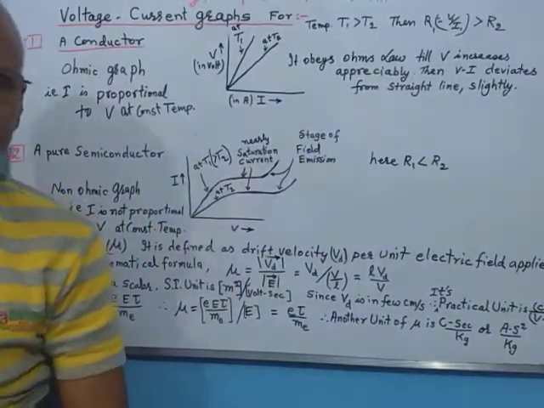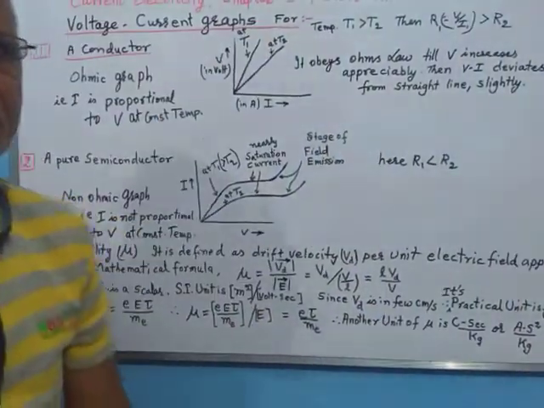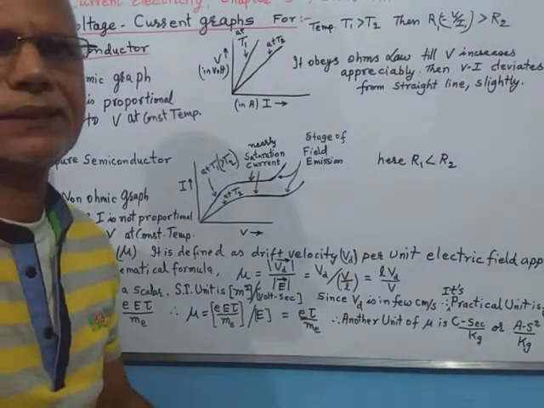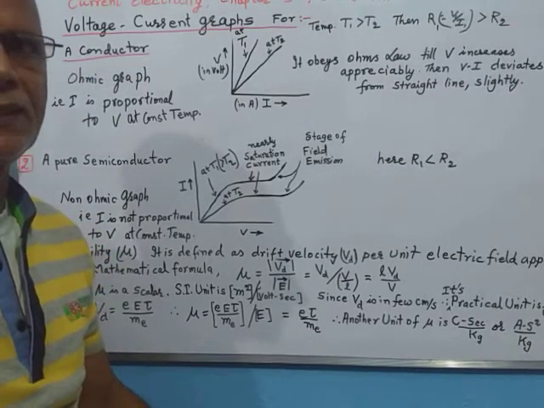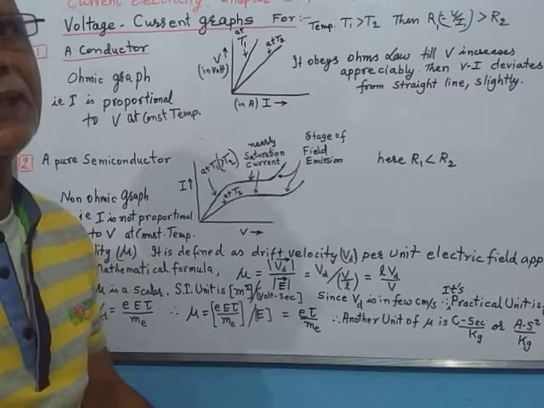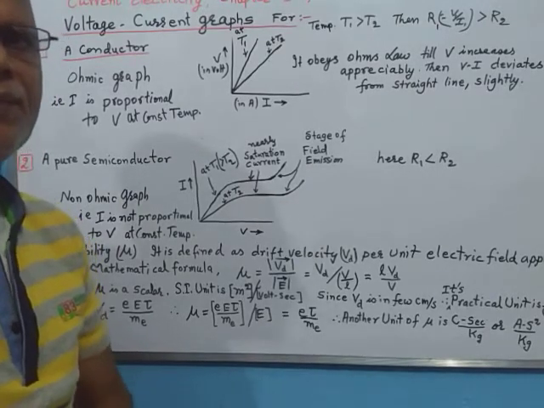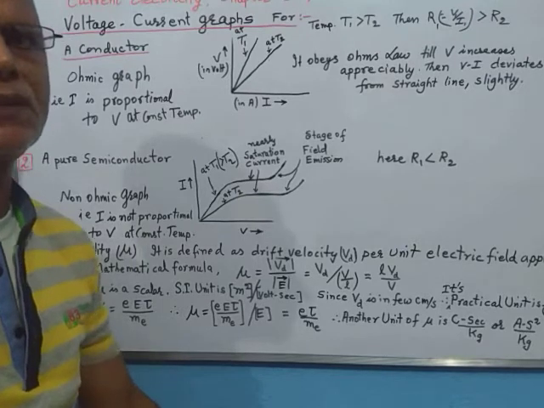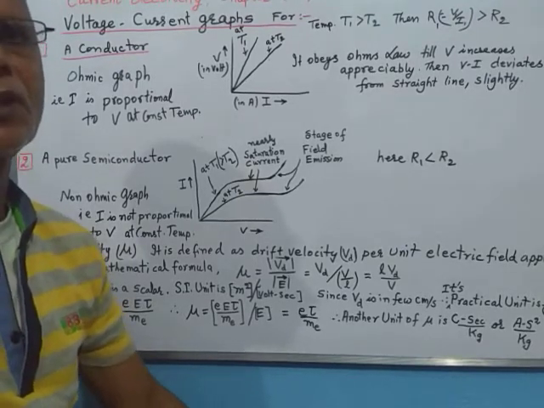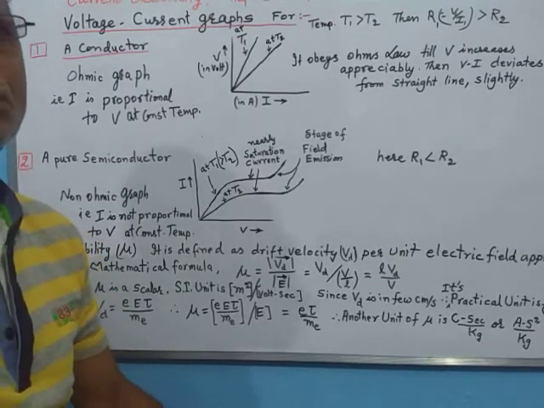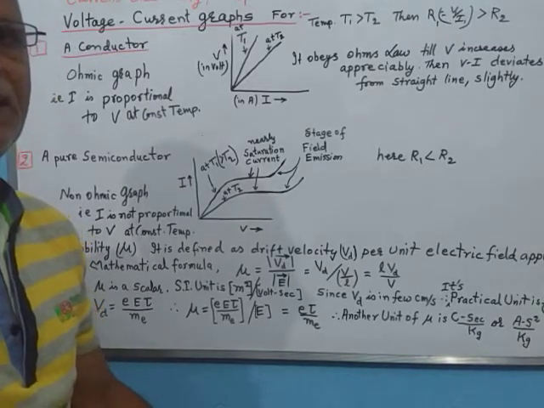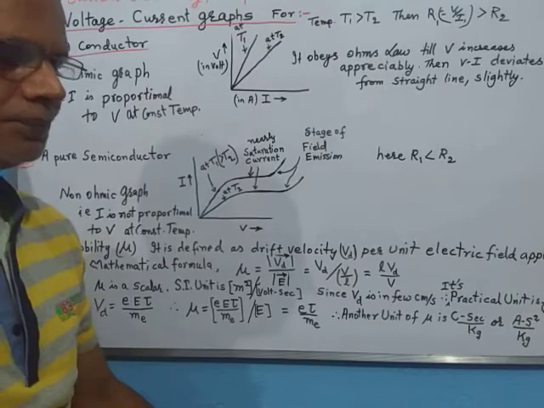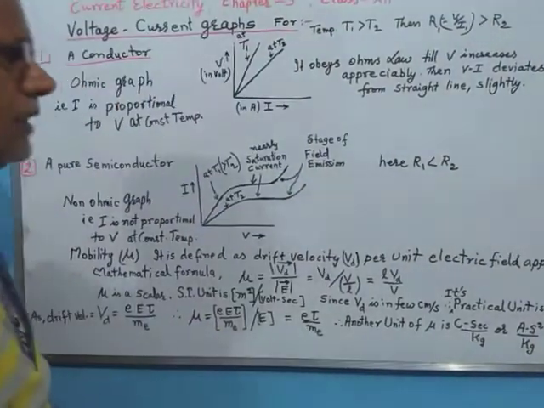Dear students, today we are going to discuss the VI graph for a conductor and for a semiconductor when their temperature is kept constant and when it is varied. Apart from that, we will also talk about the drift. We will also talk about the mobility. We will define mobility and we will find the SI unit of mobility. So let us start here.